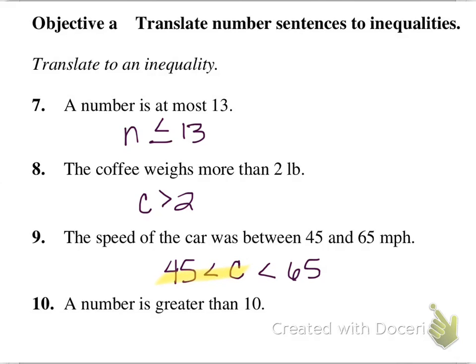And the way I remember that is if the gap comes first, that's greater than. G, gap, greater. G, less than, it looks like a slanted L. So that's kind of how I remember that. But if you read it from the variable first and the point comes first, that's less than. If you read it and the gap comes first, that's greater than. And finally, number 10, a number is greater than 10. Well, that one's pretty straightforward.